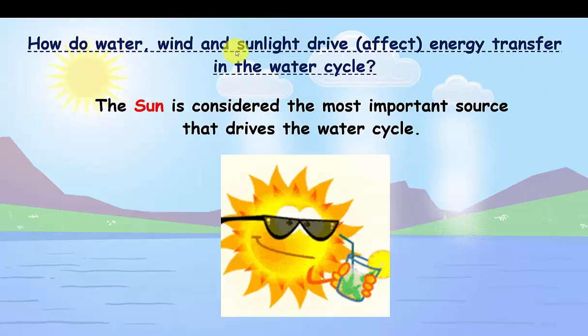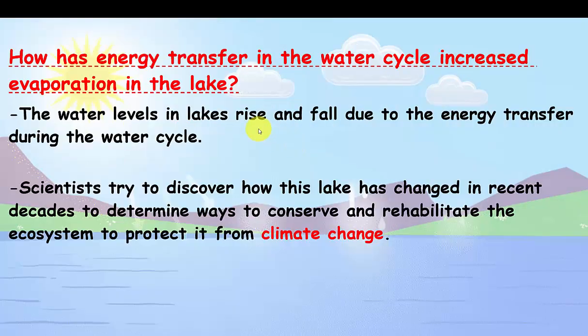How do water, wind, and sunlight drive or affect energy transfer in the water cycle? The sun is considered the most important source that drives the water cycle. The sun controls the heat on earth, so when it falls on water, it transfers water to water vapor, so it drives the water cycle.